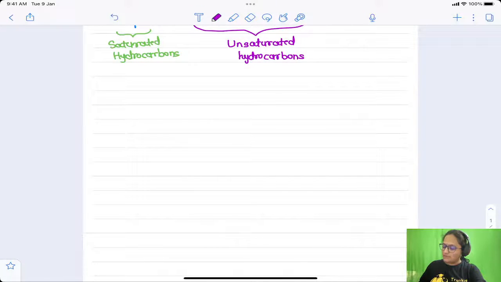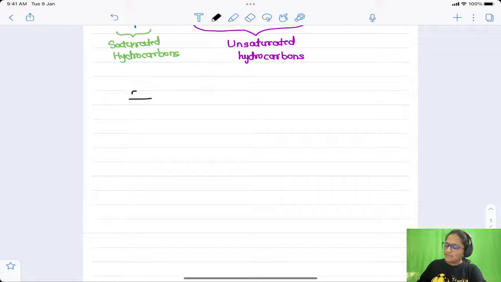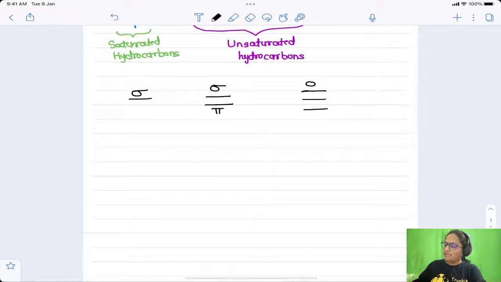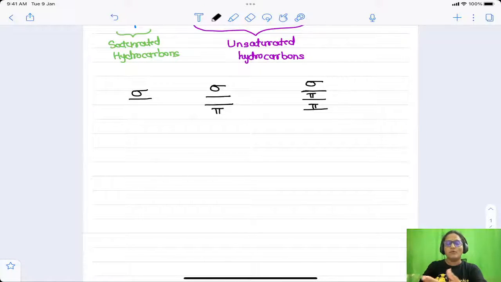A single bond always contains only a sigma bond. A double bond is made up of one sigma and one pi bond, and a triple bond, that is three lines, is made up of one sigma and two pi bonds, right? As I have told you, a pi bond can be easily broken, but a sigma bond takes more energy to break. Therefore, for alkanes, the reactions are very rare.